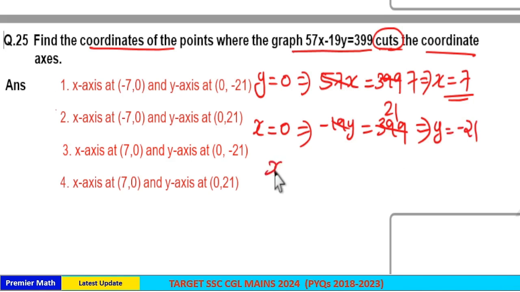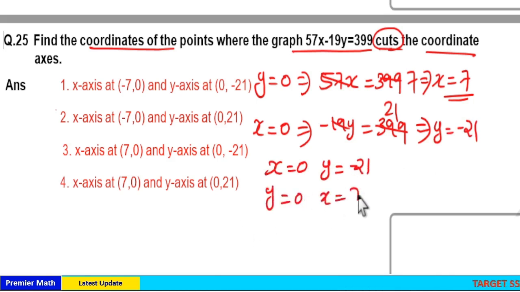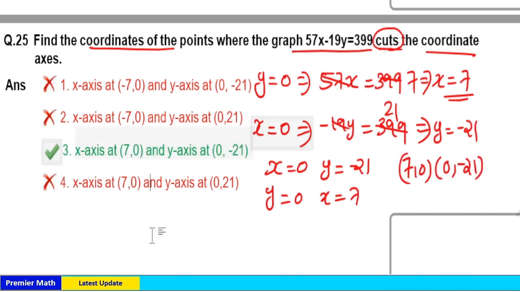So here coordinates are, when x is 0, y is equal to minus 21, and when y is 0, x is equal to 7. So coordinates are 7, 0 and 0, minus 21. Option 3 is your answer. That is, here the graph cuts the coordinate axis at x is 7 and at y is minus 21.